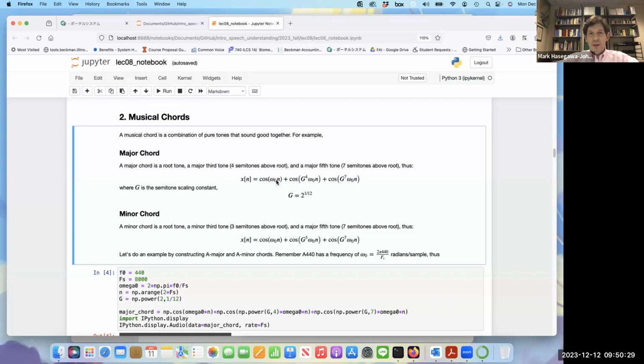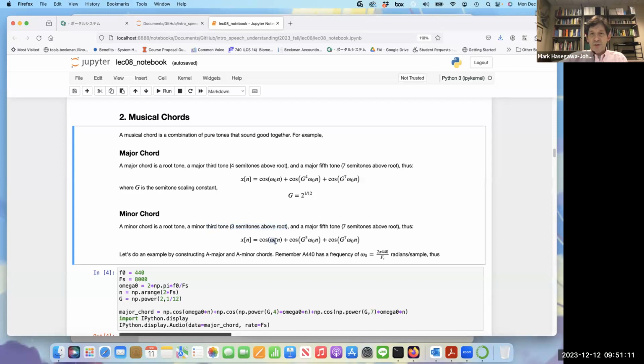So if omega 0 is the root frequency, like 440 for an A note, for example, then the major third is G to the 4th times omega naught, so it's 4 semitones above omega naught. And the major fifth is G to the 7th times omega naught, so it's 7 semitones above omega naught, where you remember from 2 lectures ago that G is this scaling factor 2 to the 1/12 that increases the frequency by 1 semitone, by one black note or one white note on the piano. A minor chord is different only because the third tone is a minor third, which is only 3 semitones above the root.